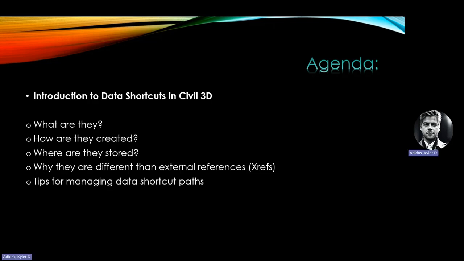I wanted to get into what data shortcuts are at a high level, how they're created, where they're stored, and why they're different than external references. I also wanted to touch on tips for managing data shortcut paths. So without further ado, I'm going to get straight into it.